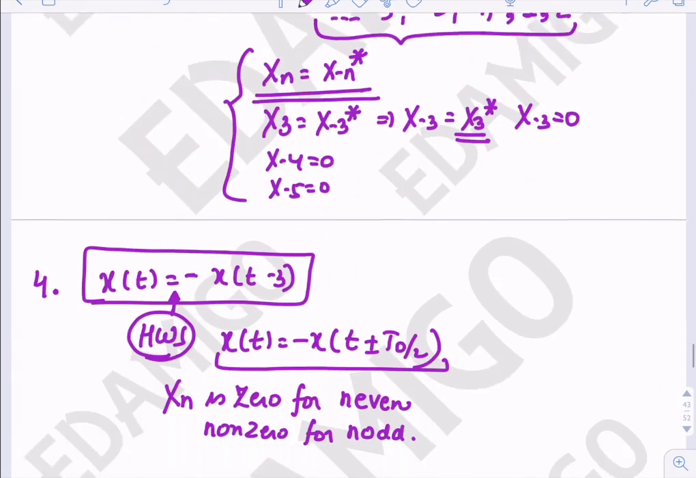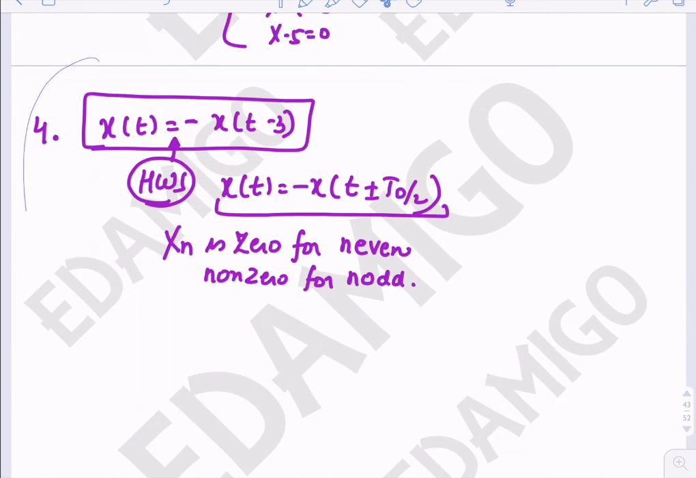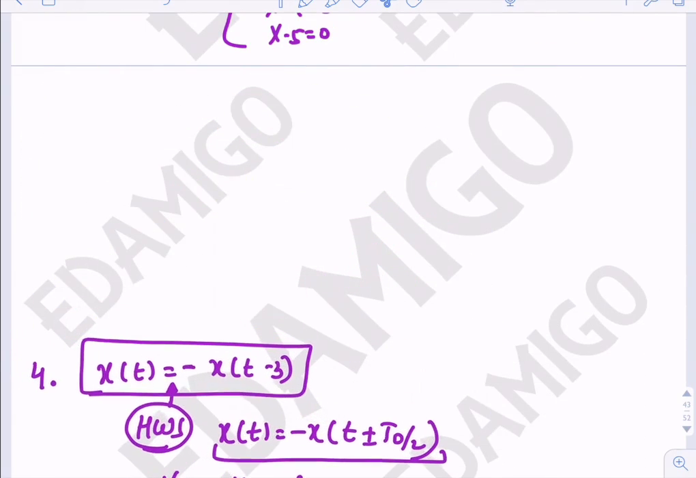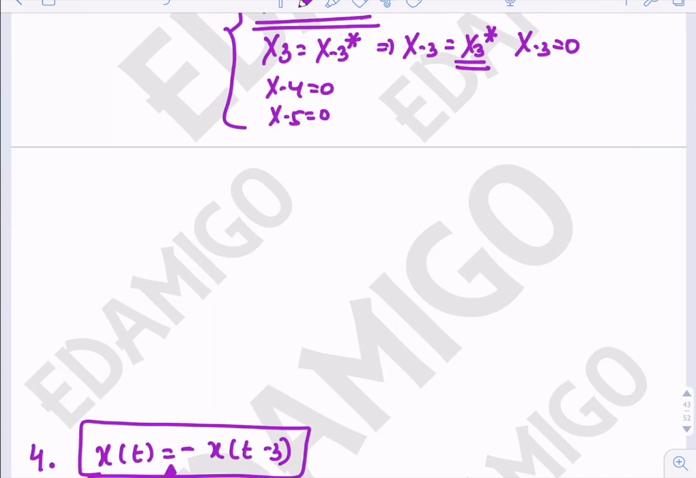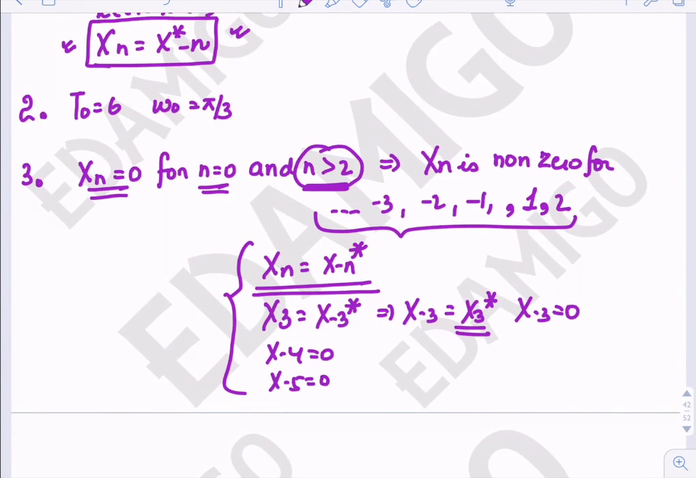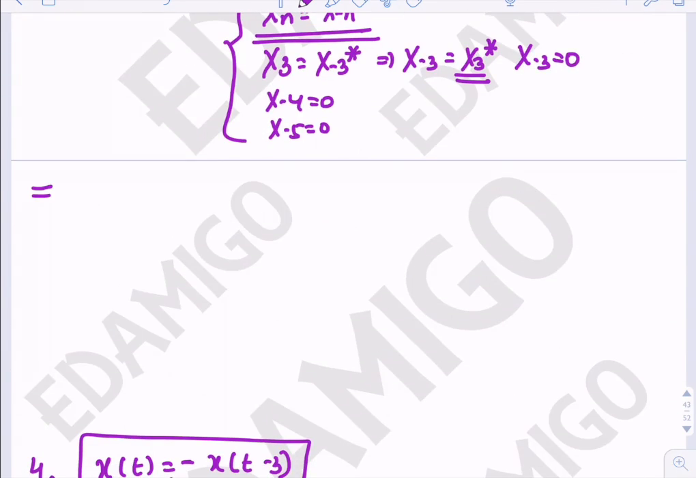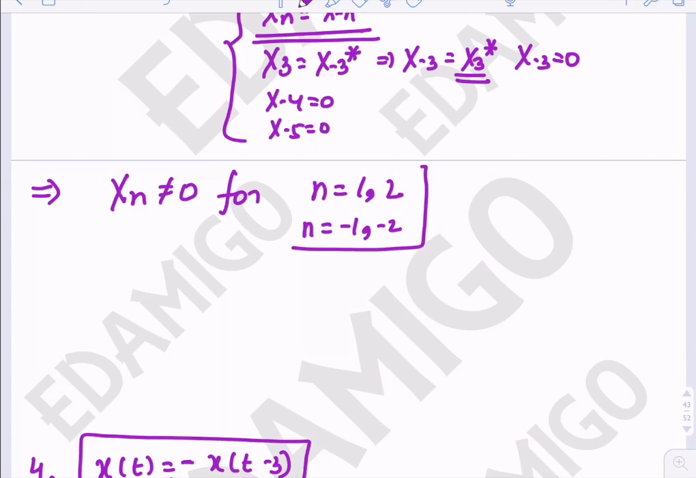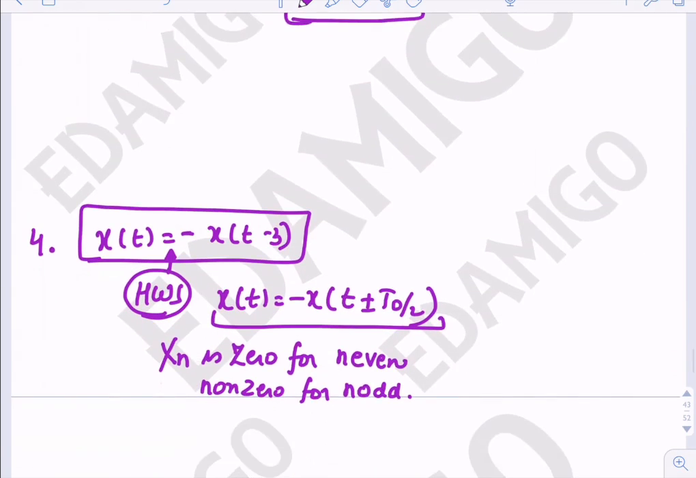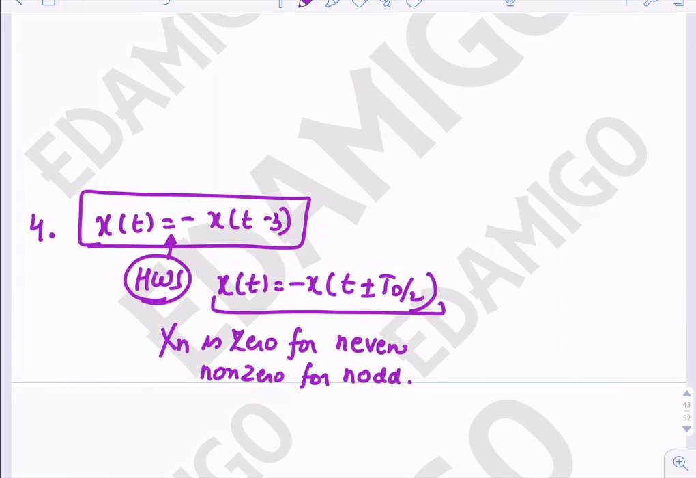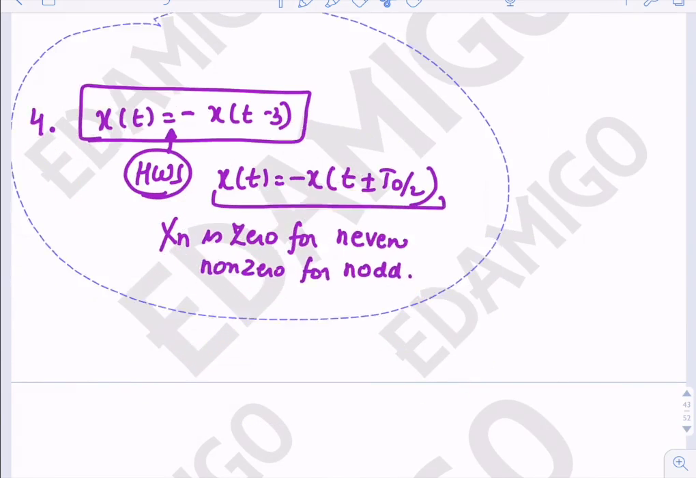So from here we can see that, from this first property and the third property that we know, this implies that x[n] is non-zero for only n equals 1 and 2, n equals minus 1 and minus 2 only. Is it clear? Now from the fourth property, I'm shifting this property to the top.